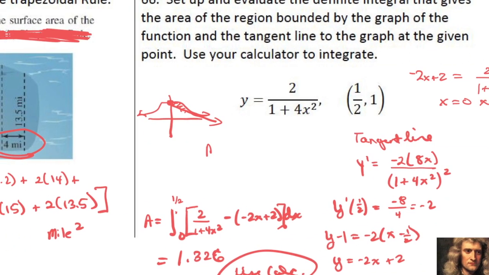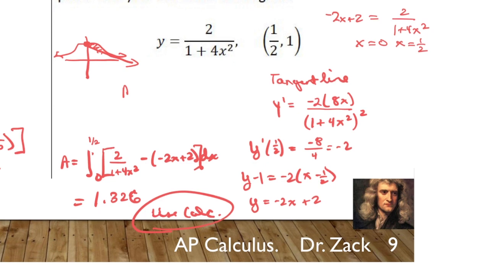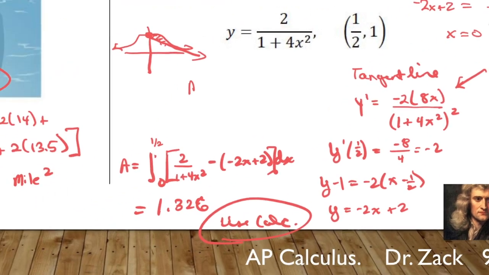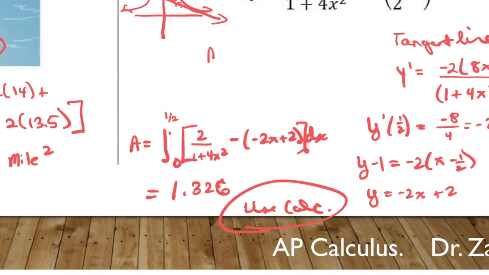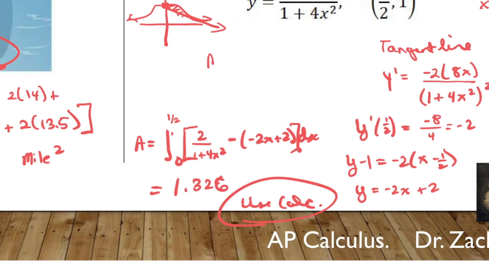When we look at question number 66, this was a really fun little problem. You had to write the equation of the tangent line, which brings you back to derivatives. Then you needed to know where your two lines intersected in order to find your endpoints. Once again, top minus bottom, and use the calculator to integrate.